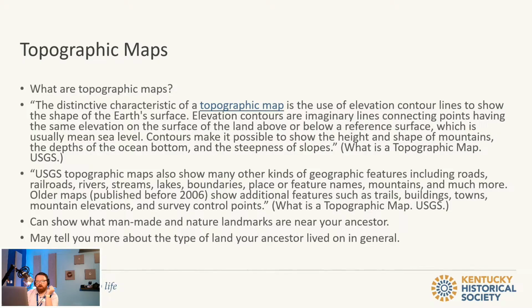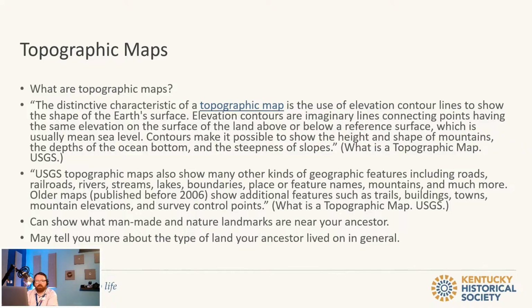USGS, that is the U.S. Geological Survey, I believe. I was looking into this earlier. The topographic maps also show many other kinds of geographic features, including roads, railroads, rivers, streams, lakes, boundaries, place or feature names, mountains, and much more. Older maps published before 2006 show additional features such as trails, buildings, towns, mountain elevations, and survey control points.